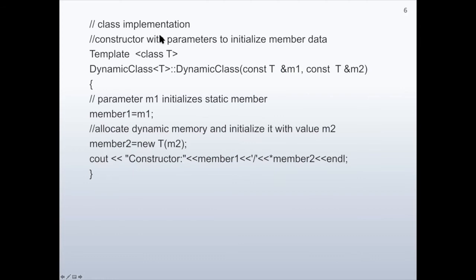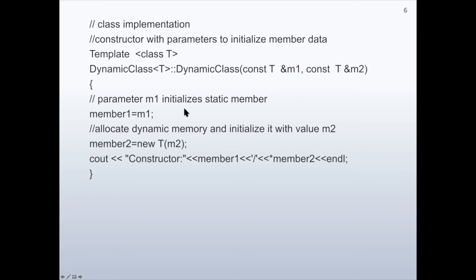Here is the class implementation. First, we are starting with the constructor with parameters to initialize member data. It is going to be implemented as a template class. The name of the function is dynamic class. It is the same as the class itself because this is the constructor. This belongs to the class dynamic class of type T. Here we have two parameters, m1 and m2, which are of type T, and they are references and constant.